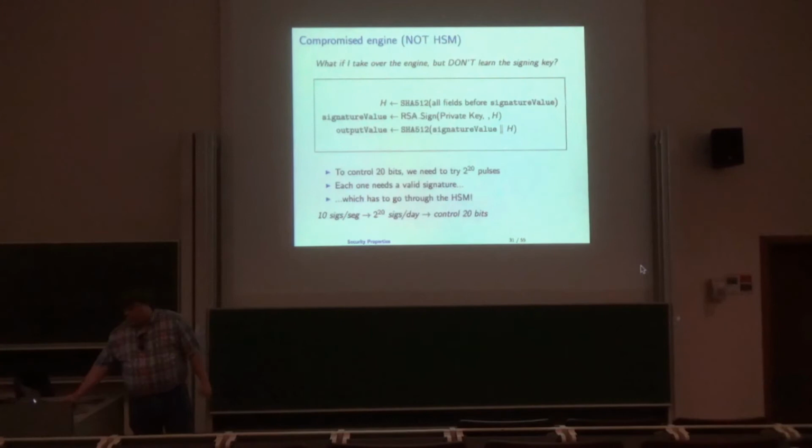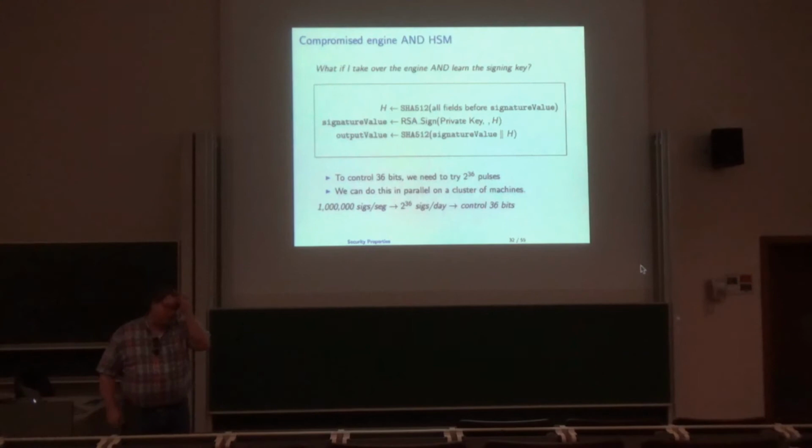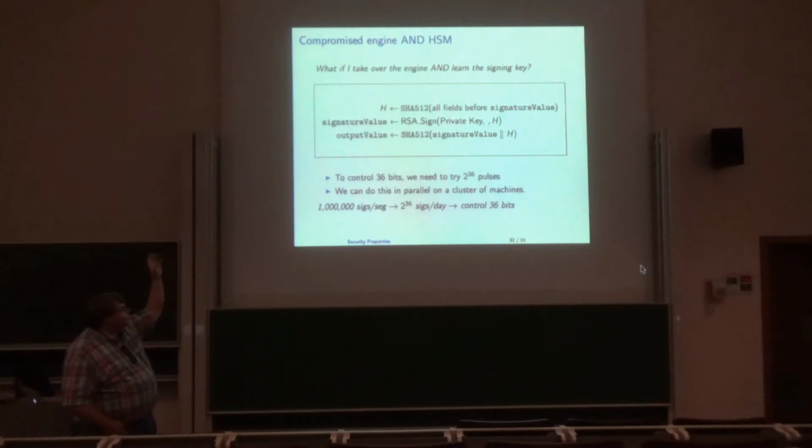And this can't be parallelized because you have to go through the HSM. So if you've compromised the beacon engine and the HSM, if you're the beacon operator, you just know everything. Or maybe there's a weakness in the HSM as well, and once you compromise the engine, you somehow got the key out of the HSM. Now, in that case, you can parallelize everything. So you still have to do RSA signatures. Every time you want to try a new beacon pulse, you generate a new random number, you do a new signature, and then you do the hash.